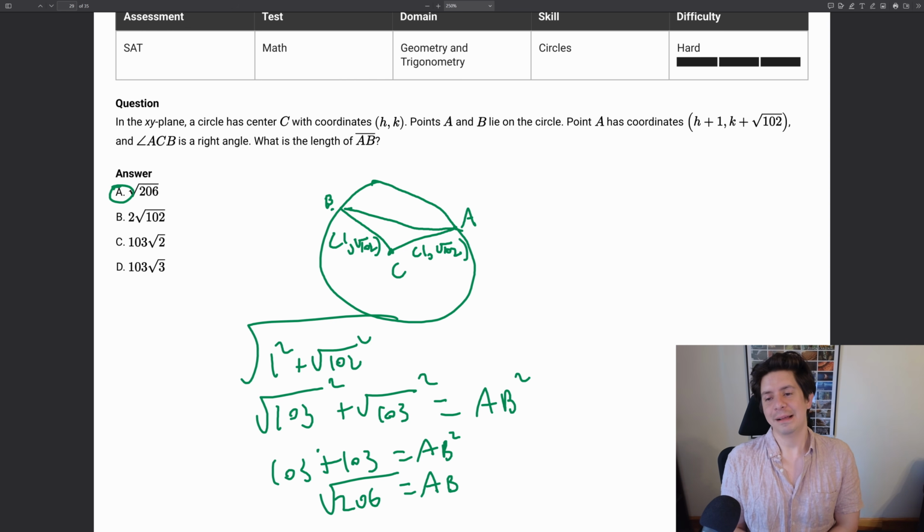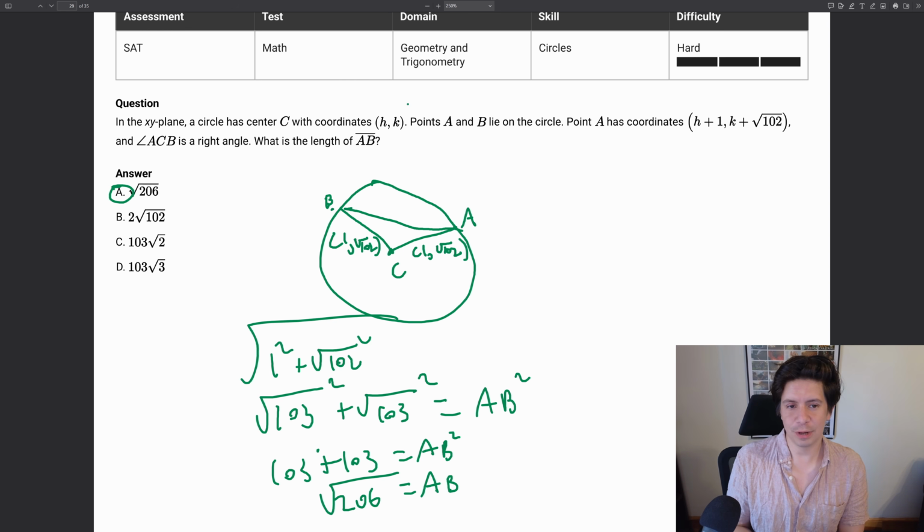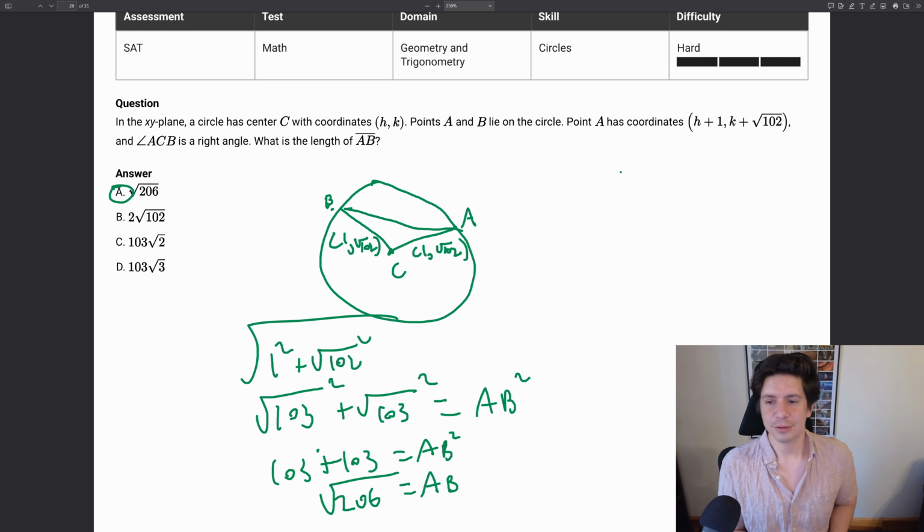Very hard, but we're just adding 1 to h and adding root 102. So the x distance is 1, and the y distance is root 102. Then you just do the Pythagorean theorem to find this distance here, and then you use the Pythagorean theorem again to find AB from there. All right, tricky. I'd say one of the two hardest questions in the circles.